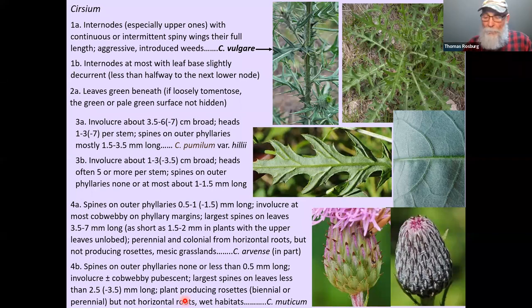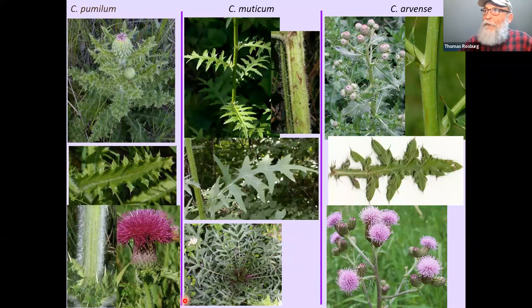Okay, let's take a look at some examples here. The next one then shows those three species that we just keyed out. Just some nice pictures here. There are names again all at the top right there. Hill's thistle on the far left, swamp thistle in the middle, and Canada thistle on the far right.